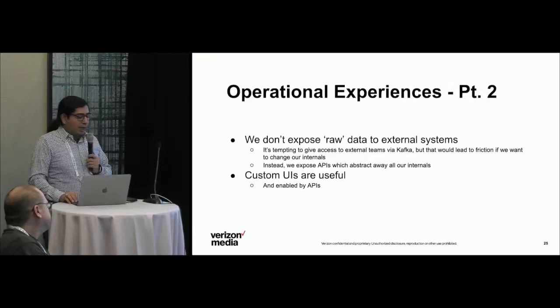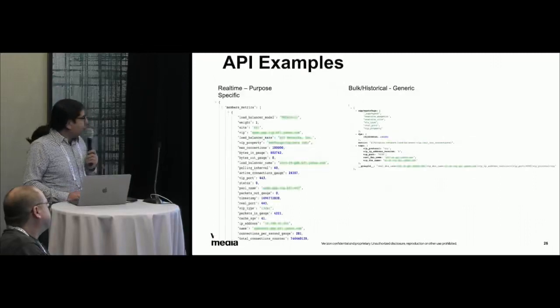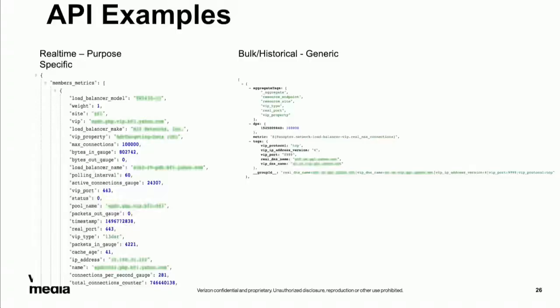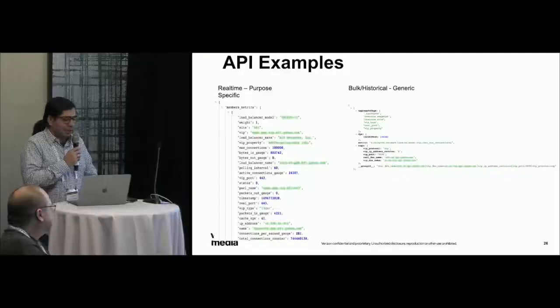We have some custom UIs as well. I think I have some screenshots. So this is one example of a purpose-specific API that we've built and a generic API that we get from the time series database. It's actually a query for the same data. We're querying load balancers in both cases. And at first shot, it's going to seem that the bulk and historical data query is simpler than the query for the purpose-specific real-time API.